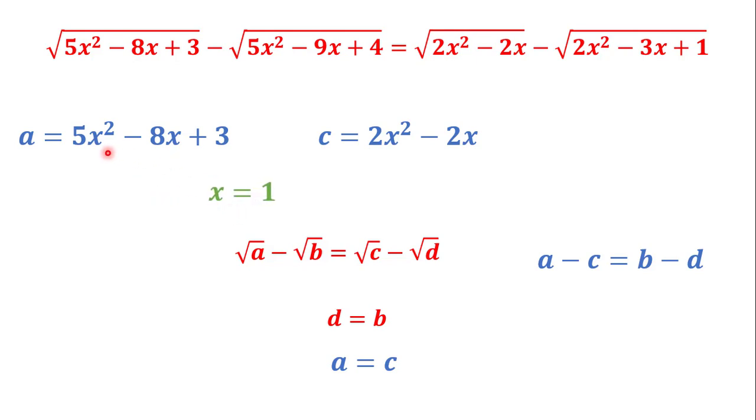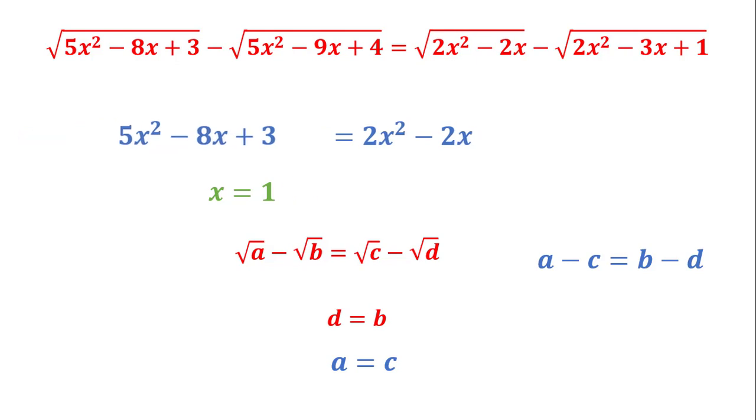If we put a equals c, and we write 5x squared minus 8 times x plus 3 equals 2x squared minus 2 times x, this equation can be written as 3 times x squared minus 6 times x plus 3 equals 0, and by solving this equation we can see the answer of this equation is 1. So we can say x equals 1 is the only solution of this equation.